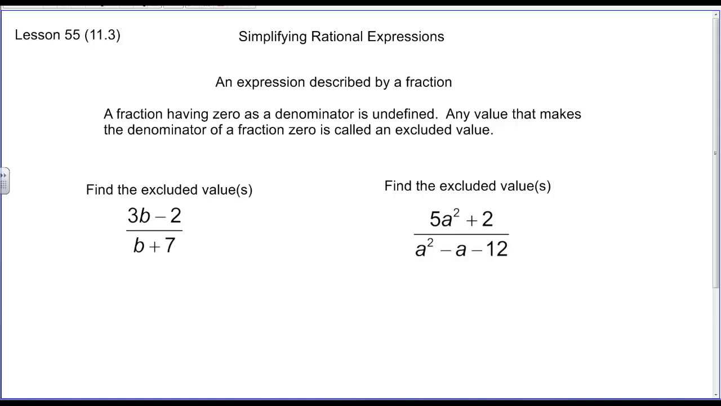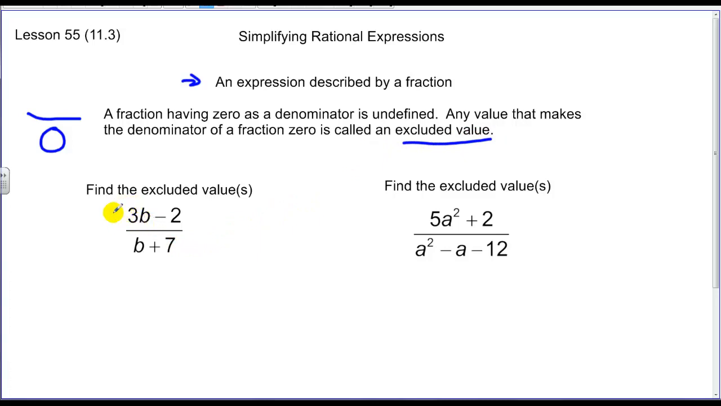Today we're going to use all of our techniques of factoring to simplify rational expressions. Basically, a rational expression is just an expression that's described by a fraction, so you can write it as a fraction. Now we know that any fraction having a denominator of 0 is undefined because we can't divide by 0. Any value that makes that denominator 0 is called an excluded value.